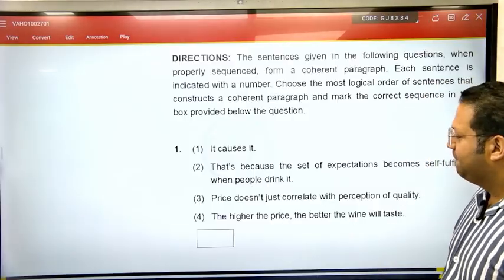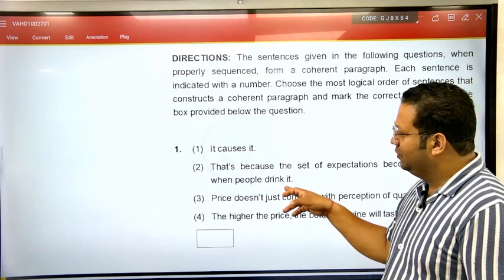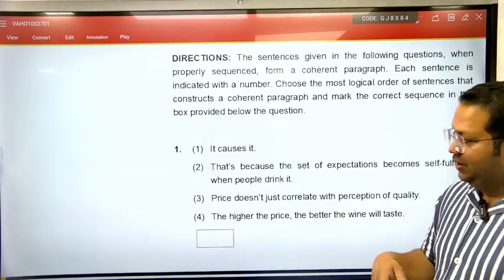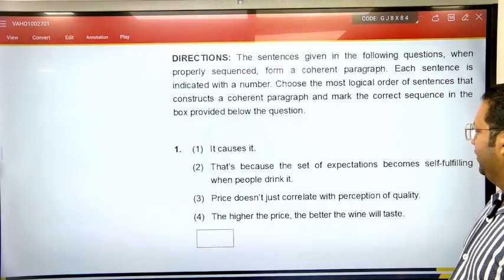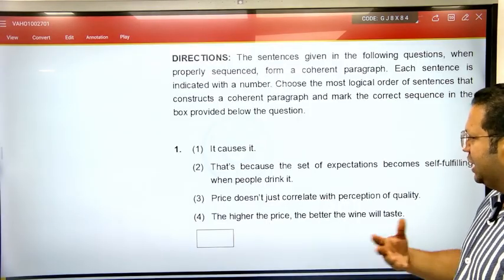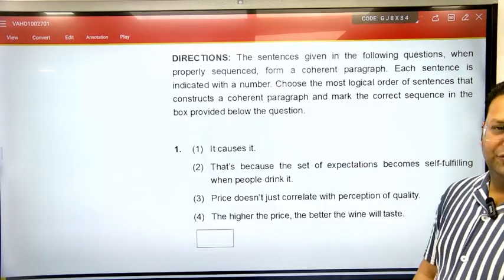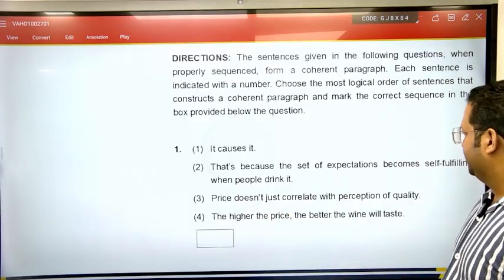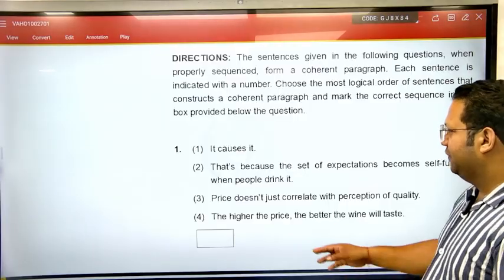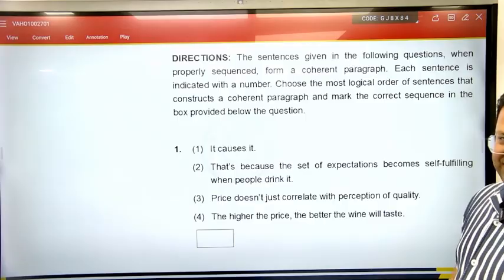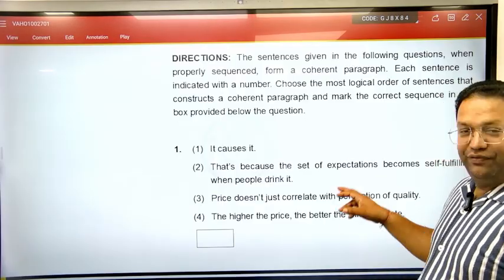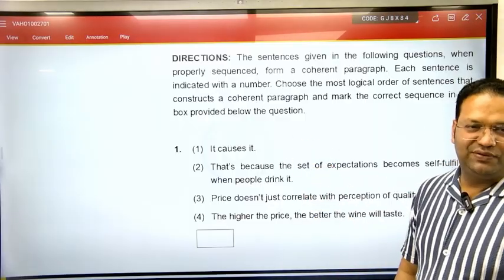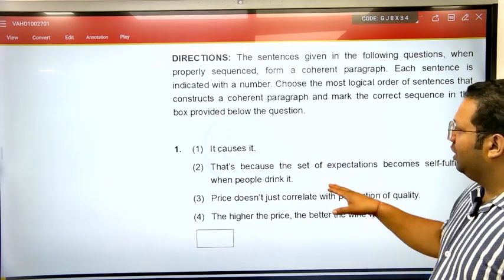So that means 2 is referring to something which is drink. However, 3: 'Price doesn't just correlate with perception of quality.' And the other one is 'The higher the price, the better the wine will taste.' So I think 2 and 4 are somewhere talking about the same thing, whereas 3 and 1 are probably talking about the same thing. So 3 is talking about price.